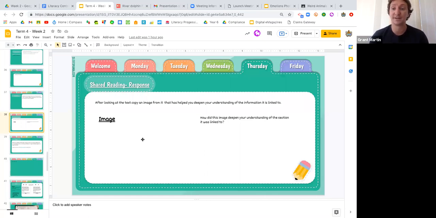So maybe it might help you understand something more about Amazon River dolphins. You can copy the image and paste it here. And then underneath here, you can tell us, how did this image help deepen your understanding of what you were reading in that text? All right, year 6.